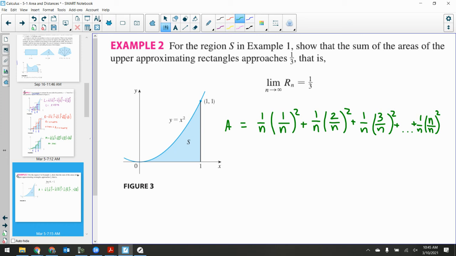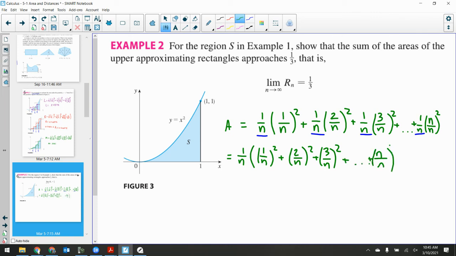Now, do you notice what I see in every single one of my products, excuse me? I see a 1/n. So isn't that the same thing as saying 1/n times the whole sum: 1/n squared plus 2/n squared plus 3/n squared plus n/n, sorry, I put that in parentheses, squared. Can't I factor that out?